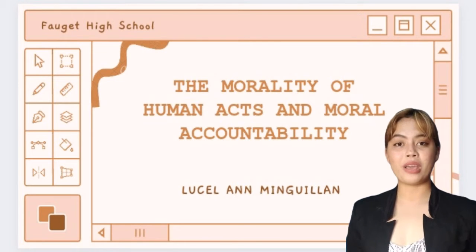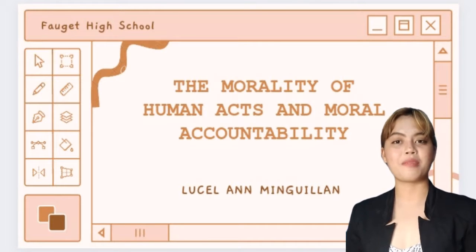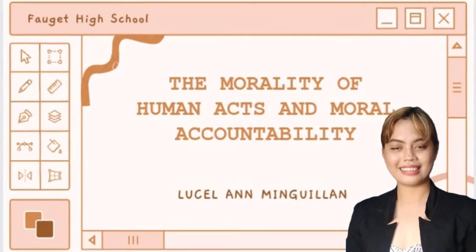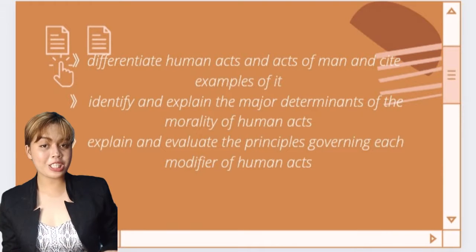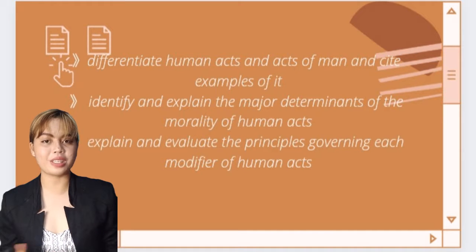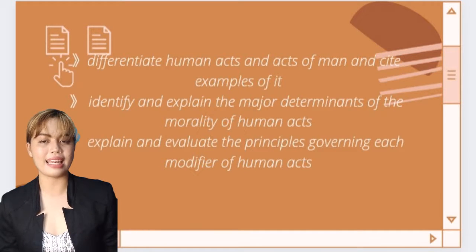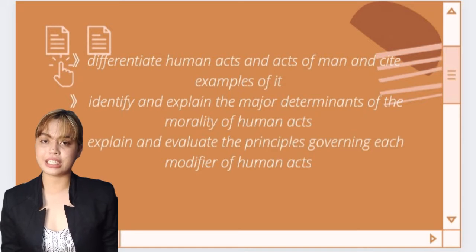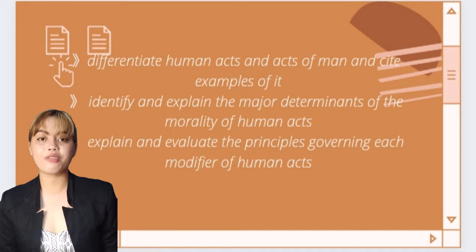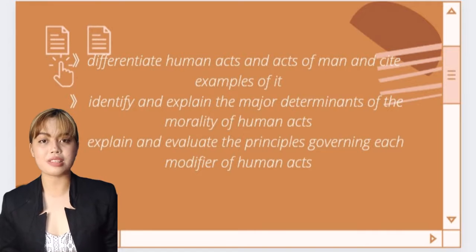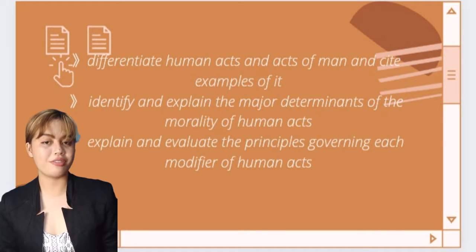And today I'm going to discuss Human Acts and Moral Accountability, Lesson 4 of Unit 1. So make sure to finish this video because at the end of this, you should be able to differentiate human acts and acts of man and cite examples of them, identify and explain major determinants of the morality of human acts, and explain and evaluate the principles governing each modifier of human acts.